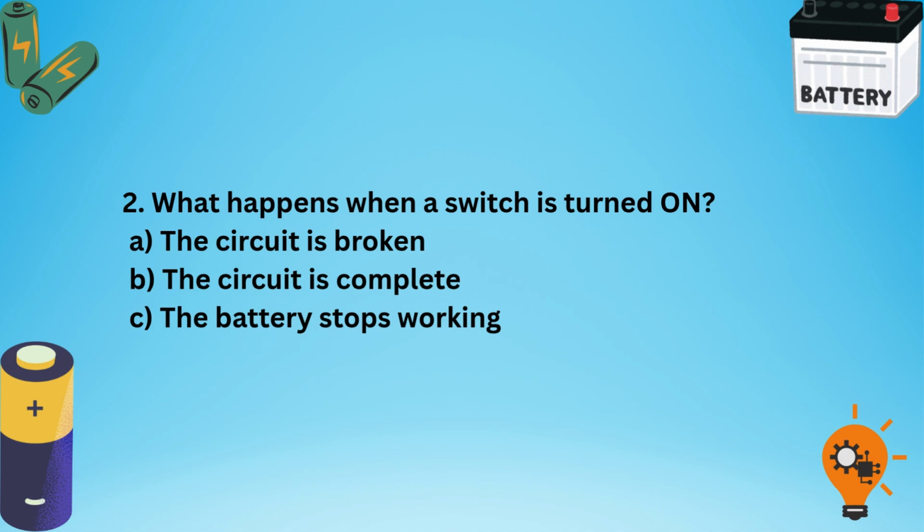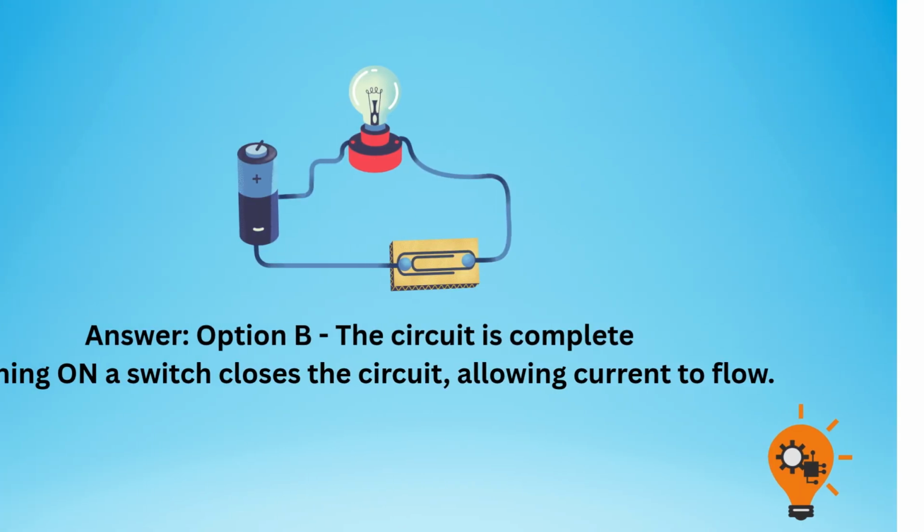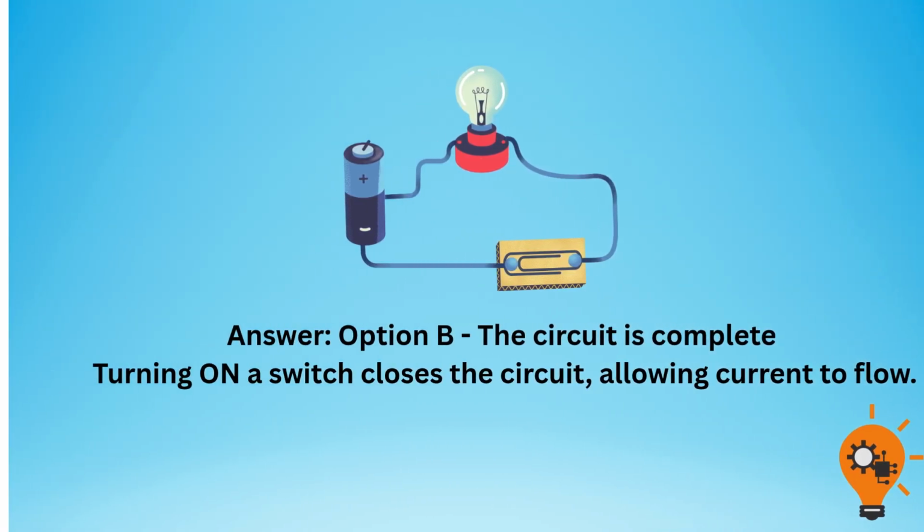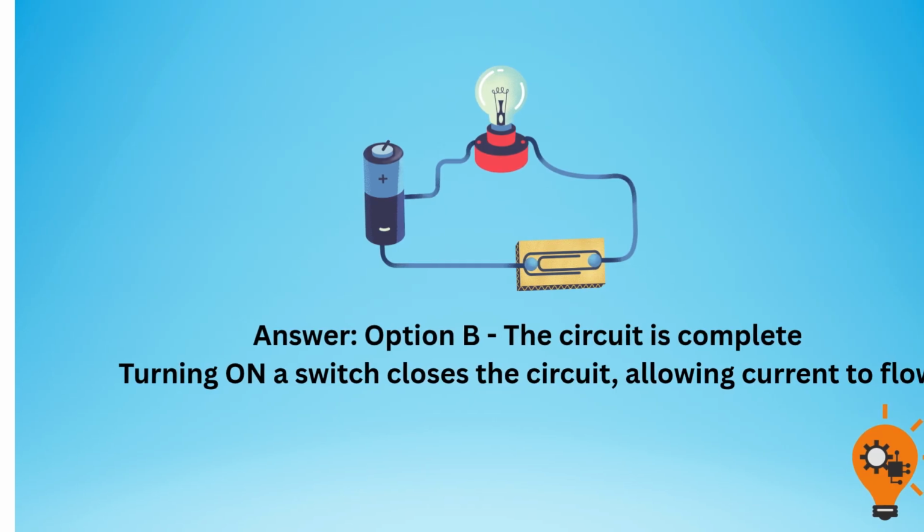What happens when a switch is turned on? The current is broken, the current is complete, the battery stops working. Turning on a switch closes the current, allowing current to flow.